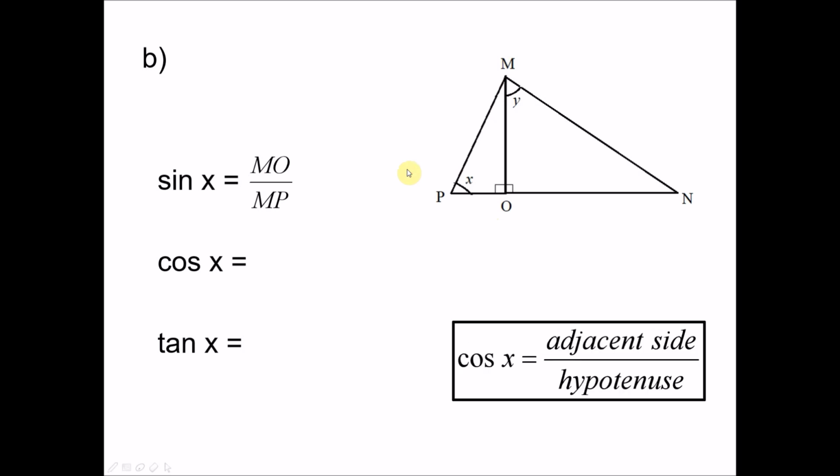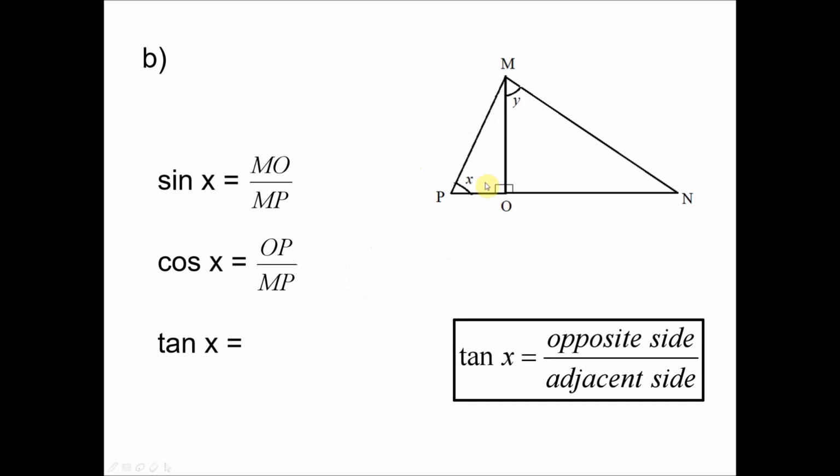Cosine X is adjacent side over hypotenuse, so the adjacent will be PO or OP over the hypotenuse, which is still MP. So OP over MP. And lastly, tangent X, opposite side over adjacent side. The opposite side is MO, and the adjacent side is OP. So MO over OP.